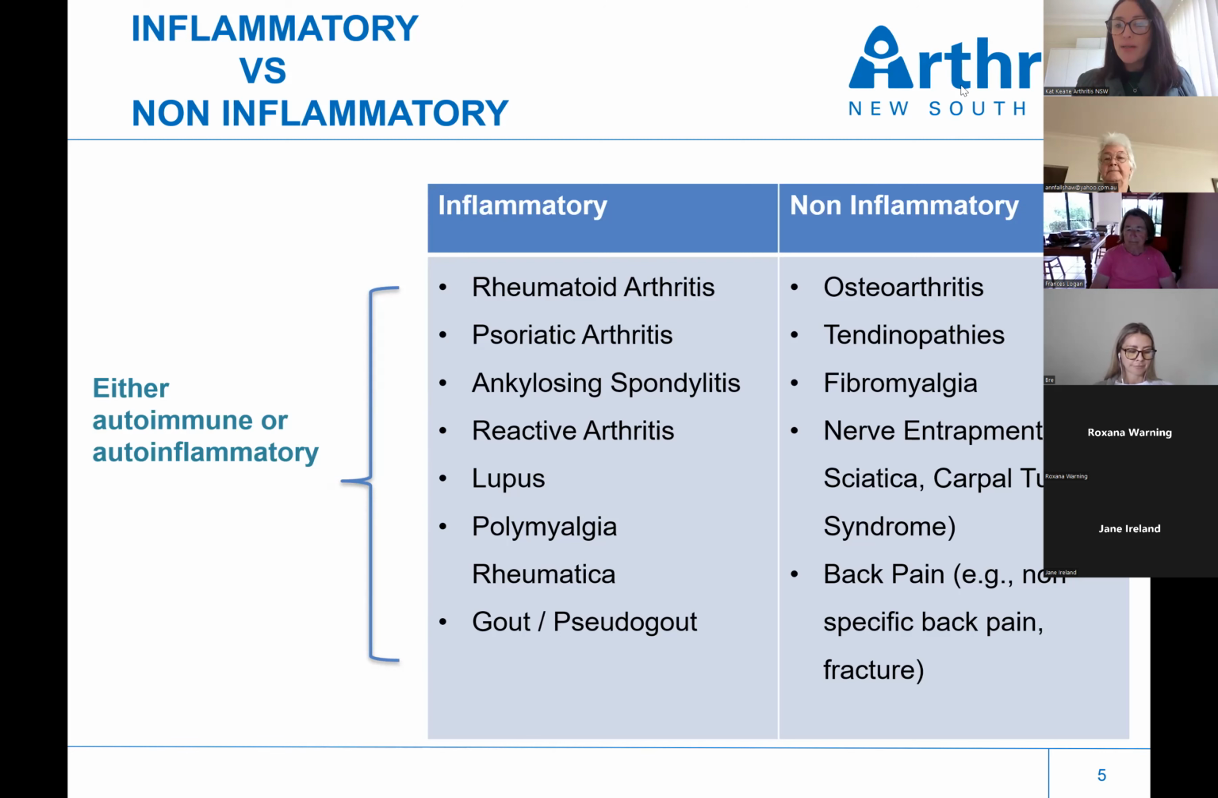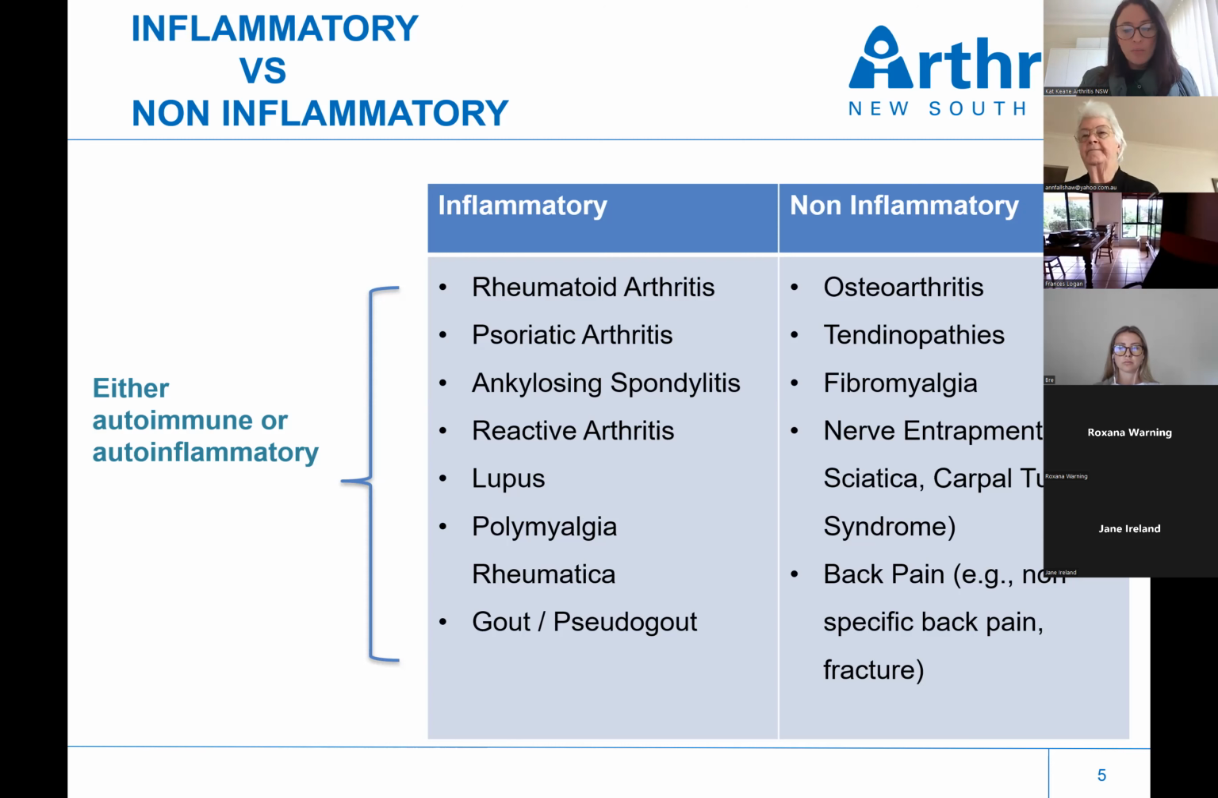In terms of non-inflammatory, we have osteoarthritis, tendinopathies, which often may not relate directly to osteoarthritis. We have fibromyalgia, which is more a nervous system or neurological condition. Nerve entrapments to do with, for example, sciatica, carpal tunnel syndrome. And we have back pain, which includes non-specific low back pain. So in terms of inflammatory, non-inflammatory, and their genesis or their cause, this is where they lie in these two categories.